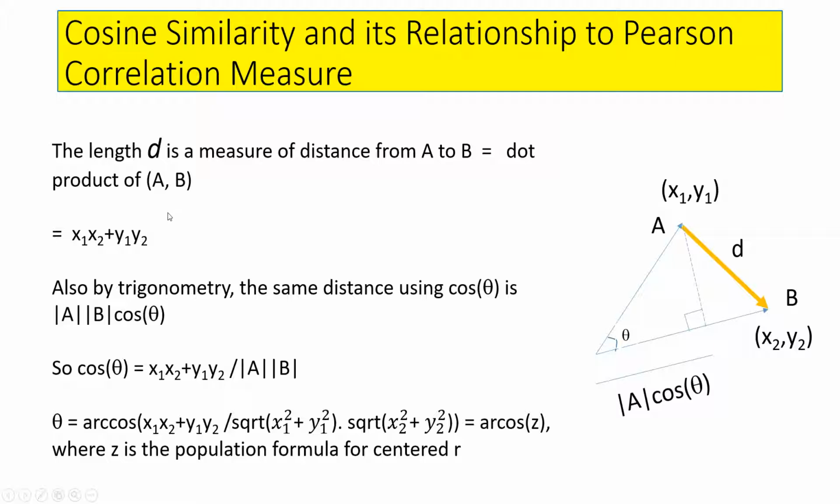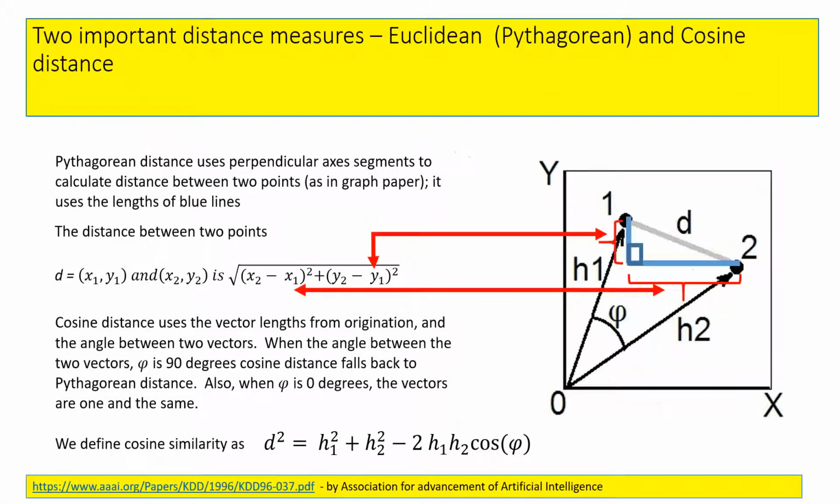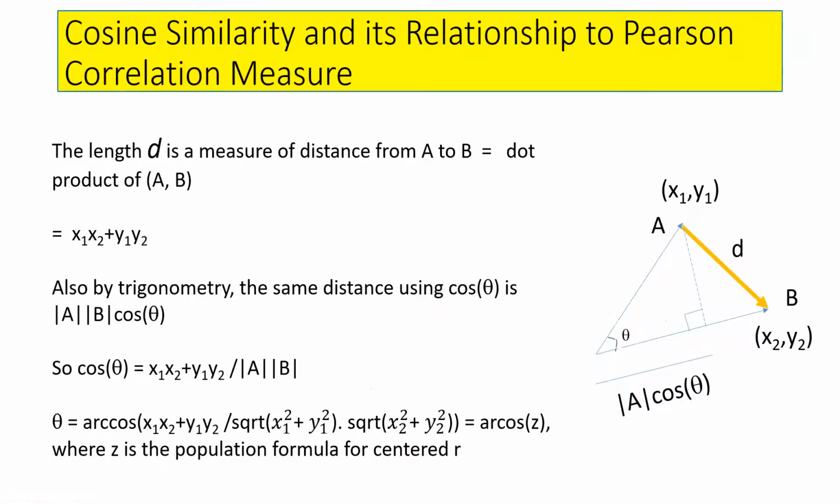You can also write it like this. Also by trigonometry, cosine theta is equal to the dot product divided by norm of A times norm of B. That's the cosine distance calculation. So theta is arc cosine of this expression. Arc cosine means inverse cosine. So my point is, oftentimes we will use cosine theta as the cosine angle between two vectors, two records, as a way of finding how similar they are.